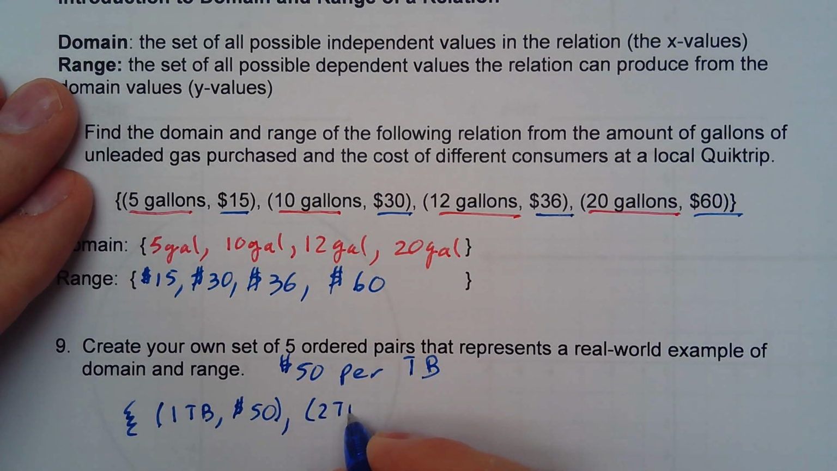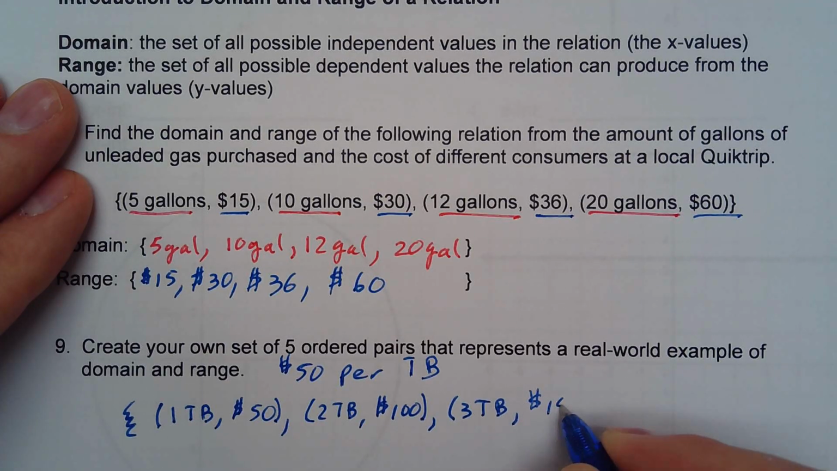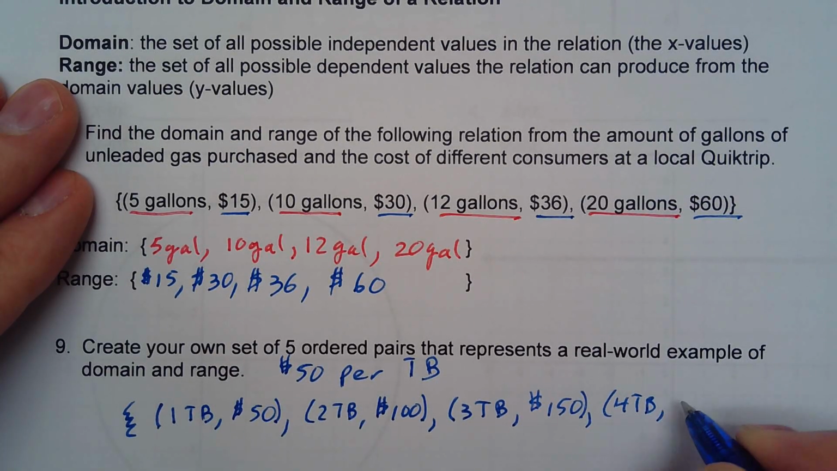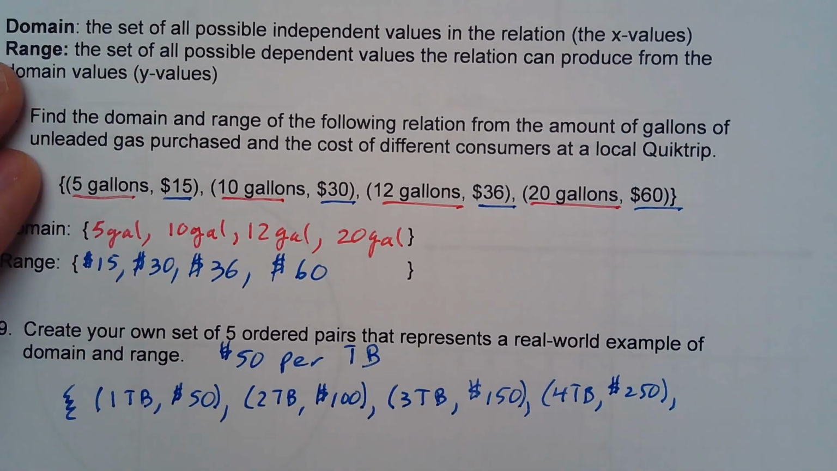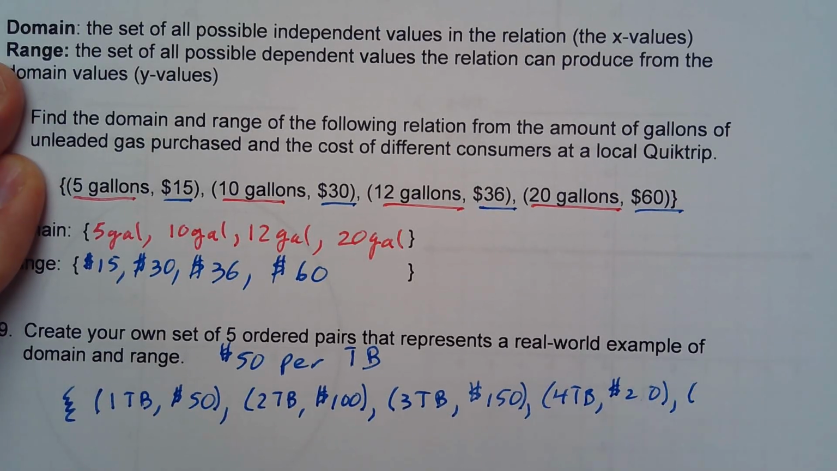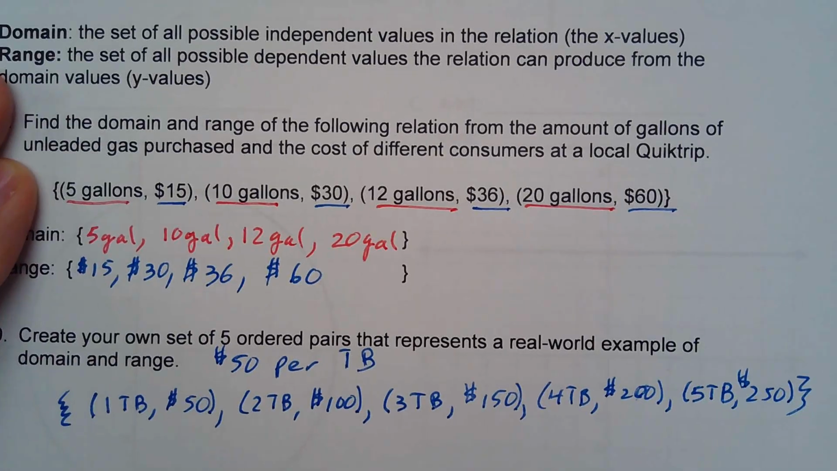2 terabyte drive, $100. 3 terabyte drive, that'd be $150. 4 terabyte drive, that should be $200, my bad. And a 5 terabyte would be $250. So we just kind of made these numbers up.